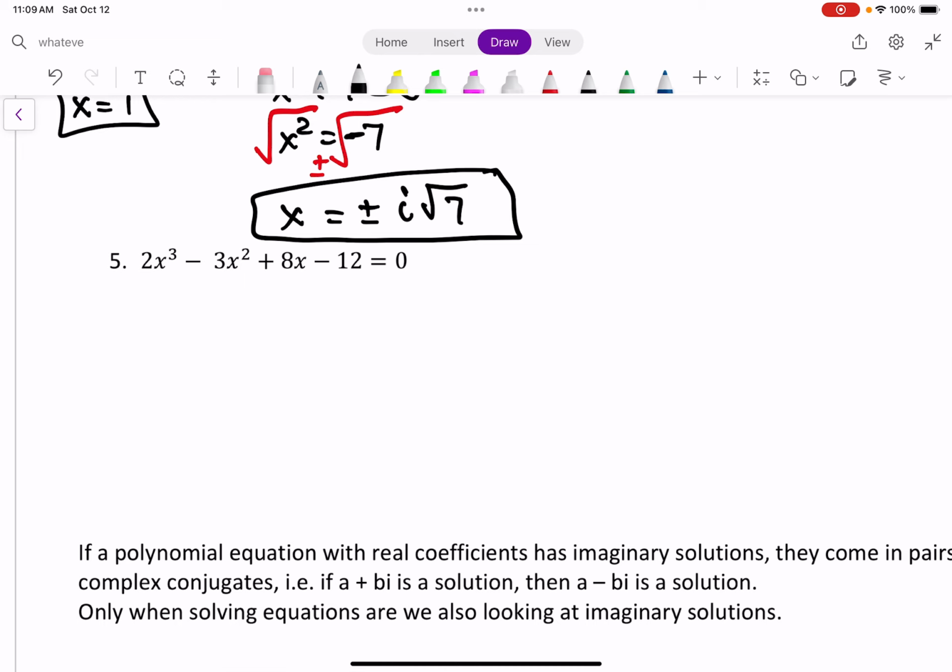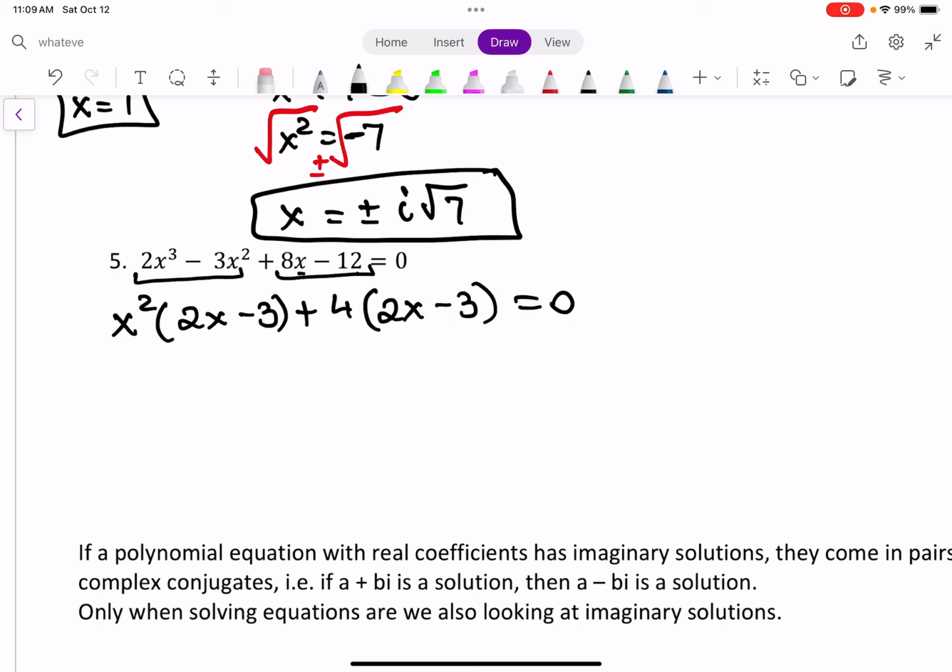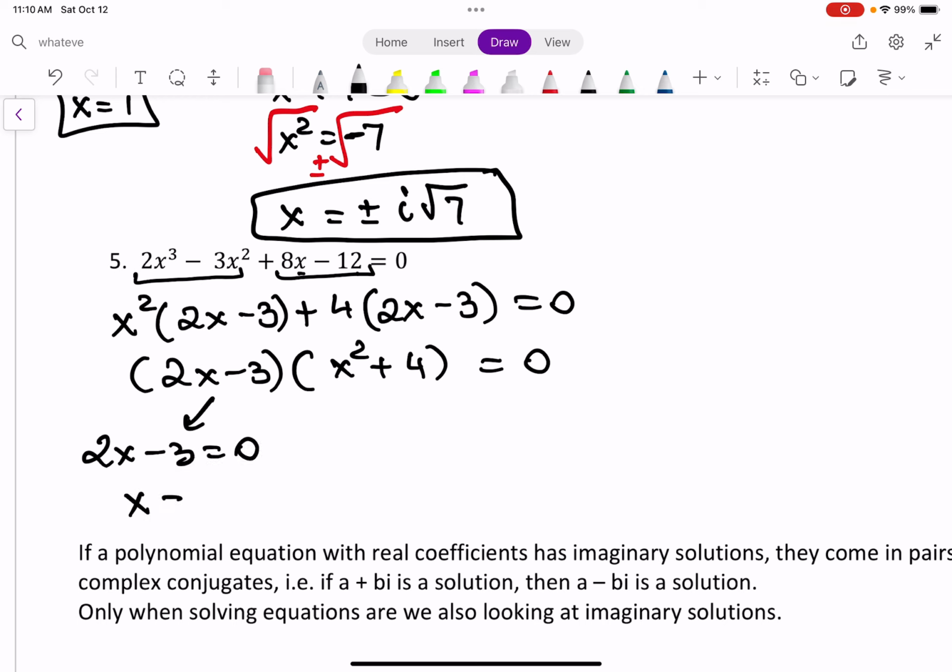So here's one more. Again, I kind of notice a pattern: 2, 3, and 8 and 12, if you factor out a 4, would get you a 2 and a 3. So let's see. Factor out the x squared times 2x minus 3, plus, from 8 and 12, as I said, factor out a 4 times 2x minus 3. As you see, you do have the common factor of 2x minus 3. So just like the problem above, we will get one real solution, which is 1.5 or 3/2. And we will get 2 imaginary solutions.